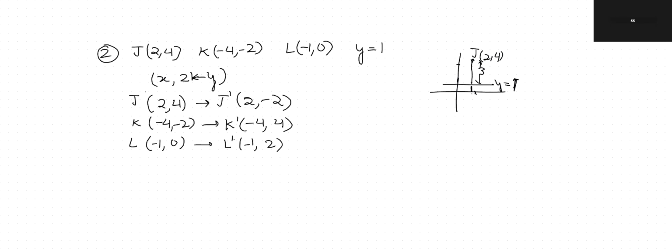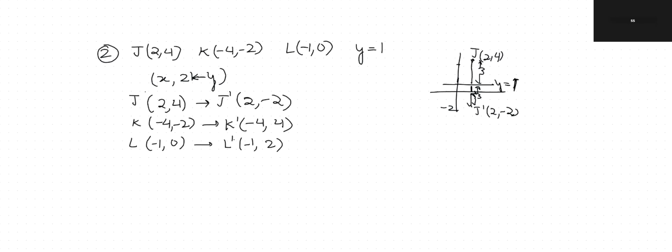So 2 down means y is equal to, this is negative 2. Okay. So j dash becomes (2, negative 2). Okay. So this is 3 units. Okay.